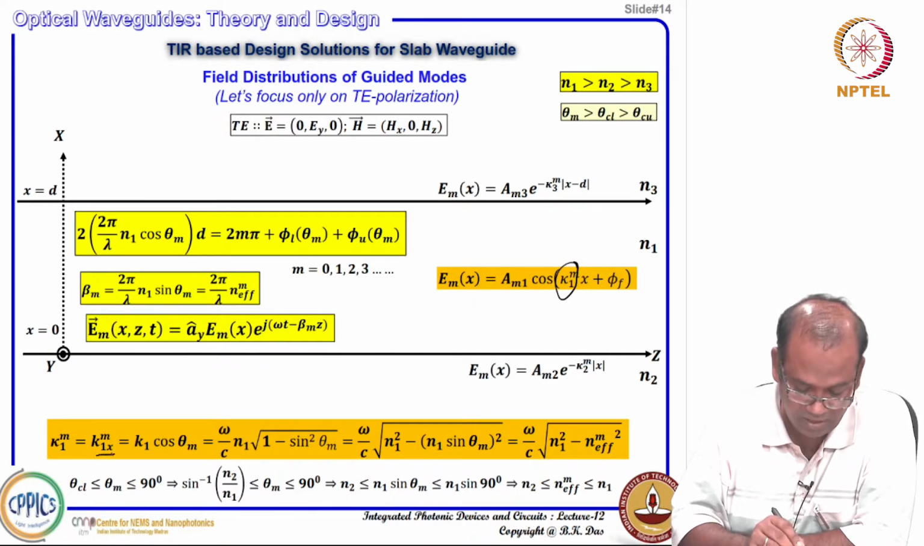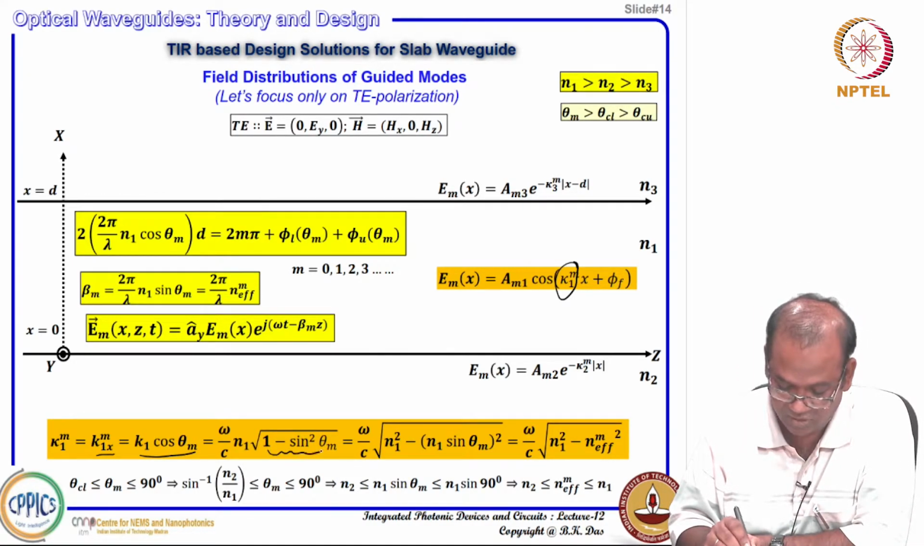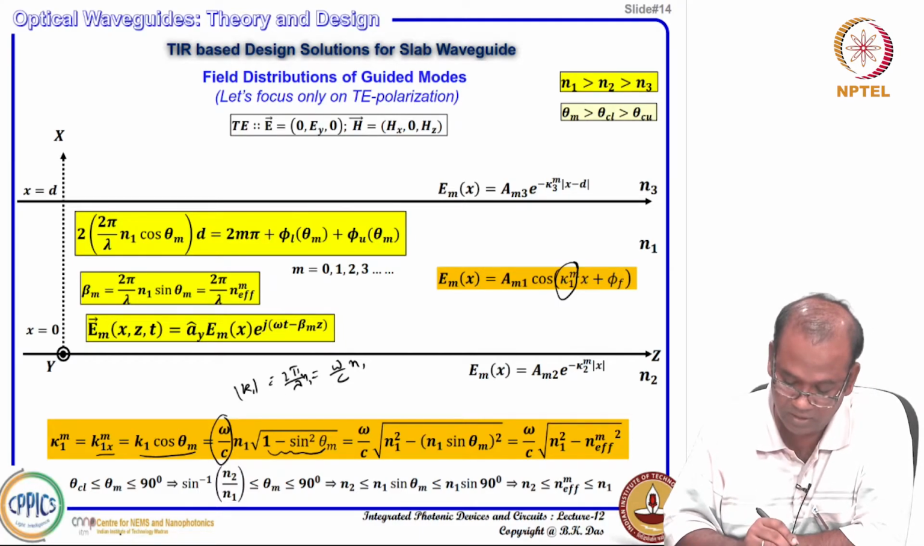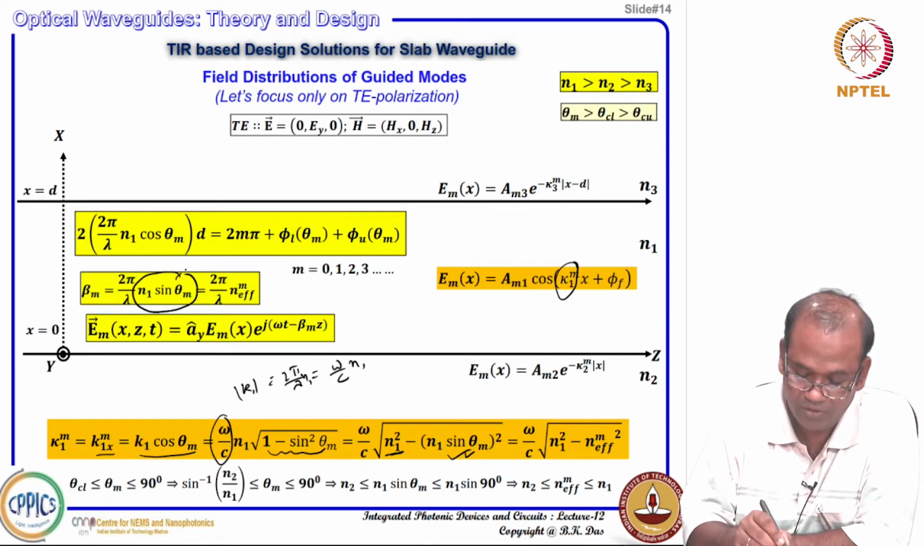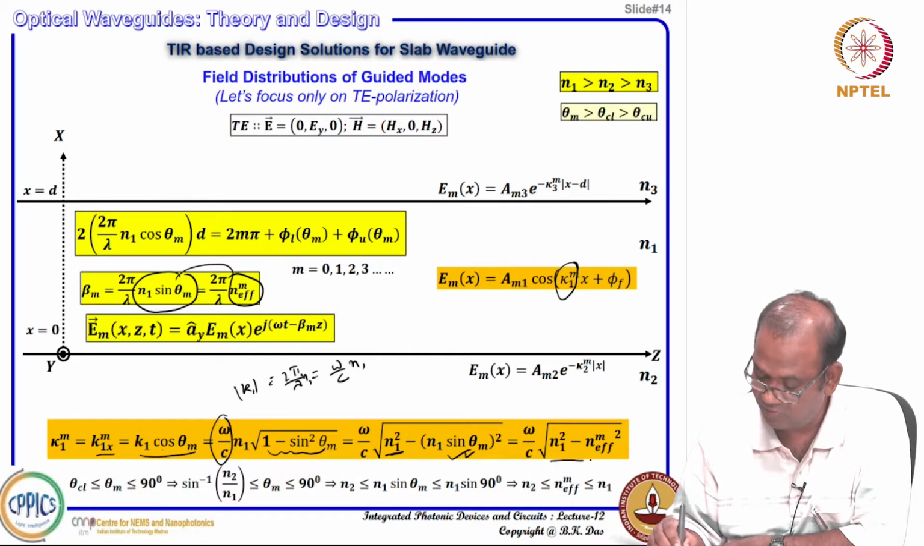K1 m is nothing but k1 x m, that is k1 cos theta m, as I discussed, and cos theta m I can write as square root of 1 minus sin square theta m. And k1 magnitude equals 2 pi by lambda, which can be written as omega by c times n1. So, k1 is omega by c times n1 square root of 1 minus sin square theta m, and then I take n1 inside the square root, so it becomes n1 square minus n1 sin theta m whole square. And we know n1 sin theta m is nothing but n effective m. So, I have written n1 sin theta m as just n effective m.